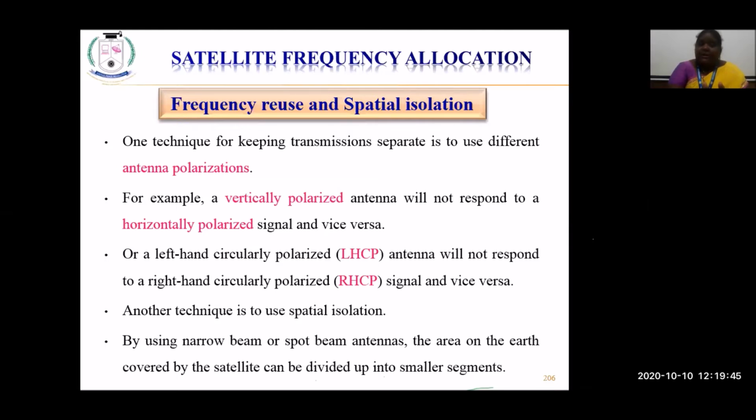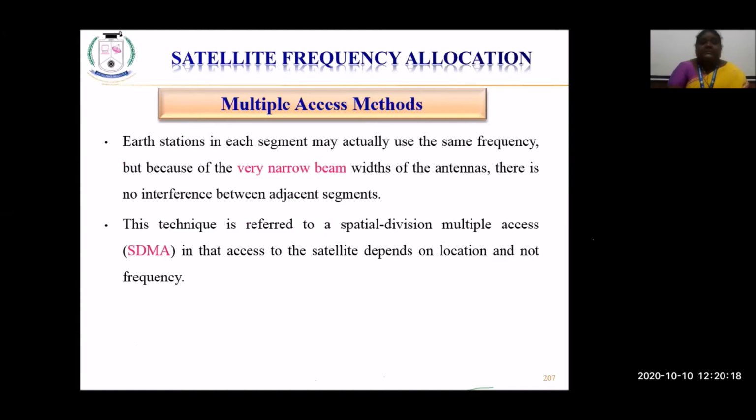So another technique for the effective utilization of the satellite, to accommodate more number of channels as well as to increase the bandwidth, is the spatial isolation process. By using narrow beam or spot beam antennas, the area on the earth covered by the satellite can be divided into smaller segments. Okay, so with the help of spot beam antennas, for this particular specific area, this kind of antenna will be used. For the other one, a different antenna can be used. So the earth station in each segment may actually use the same frequency, but because of the very narrow beam width of antennas, there is no interference between the adjacent segments.